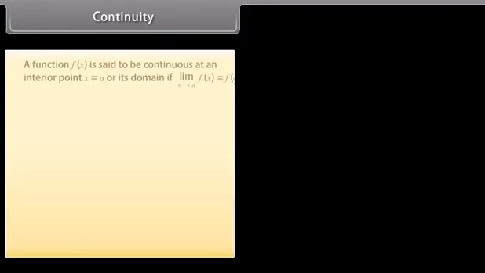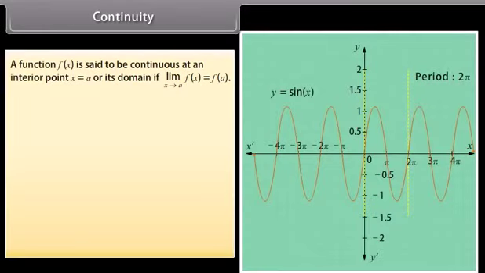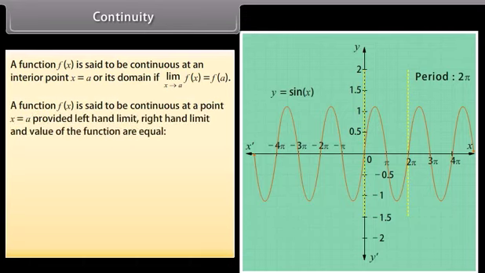Continuity. A function f(x) is said to be continuous at an interior point x = a of its domain if limit x tends to a of f(x) is equal to f(a). In other words, a function f(x) is said to be continuous at a point x = a, provided the left-hand limit, right-hand limit and the value of the function are equal.